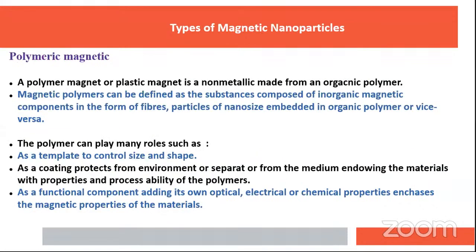Now, the next possibility is the polymeric magnet, and we know that polymers have several advantages over general crystalline and non-crystalline materials because their size is flexible. So the polymer magnet or plastic magnet is a nanomagnet made from these organic polymers. And these magnetic polymers can be defined as substances composed of inorganic magnetic components in the form of fibers, particles, or nanosheets embedded in organic polymers or vice versa. The polymers can play a role such that they can be used as a template to control size and shape, and as a coating to protect from the environment. So I should conclude that this is a very good material because it's flexible in nature. Next.